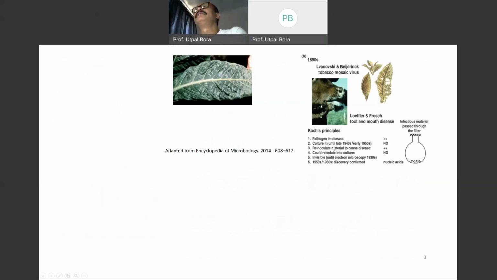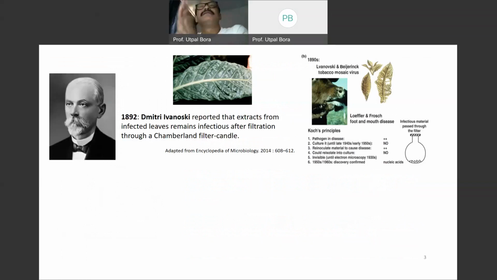In the 1890s, in 1892 exactly, the Russian Dmitry Ivanovsky reported that extracts from leaf remain infectious after filtration through a Chamberlain filter candle. This was altogether different from what Mayer was claiming. Mayer was saying that the residue causes the disease, but Dmitry showed that the liquid sap which passed through the filter into the chamber below contained the infectious agent.